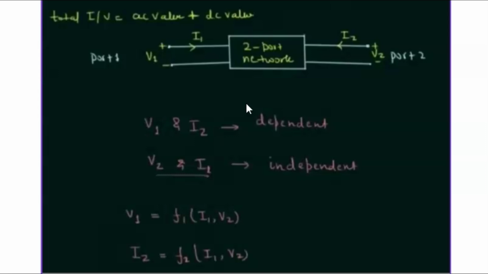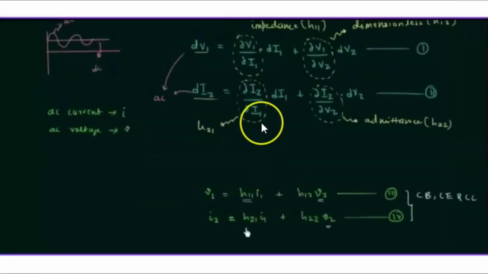अब इस particular circuit में we have to take two parameters as dependent and two parameters as independent. So we have considered V1 and I2 as dependent and V2 and I1 as independent. So we can say that V1 is going to be a function of I1 and V2, and I2 is going to be a function of I1 and V2. अब यहाँ से हम लोग इसकी इक्वेशन निकाल सकते हैं.